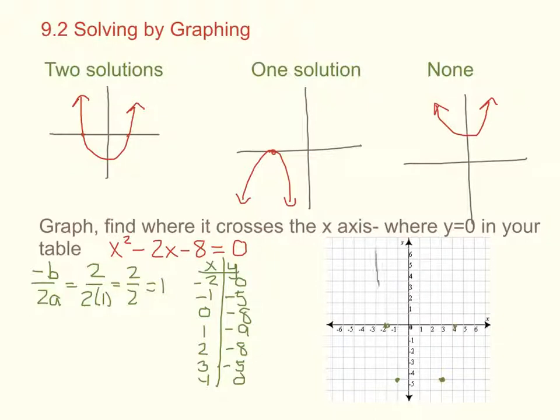So basically it's going to be a graph that's going to go down, and then it's going to come back up. Okay, my solution is where it crosses. It crosses right here. I still need to see your graph even though you made a table. So my solution is that it crosses at x equals negative 2 and at x equals 4.